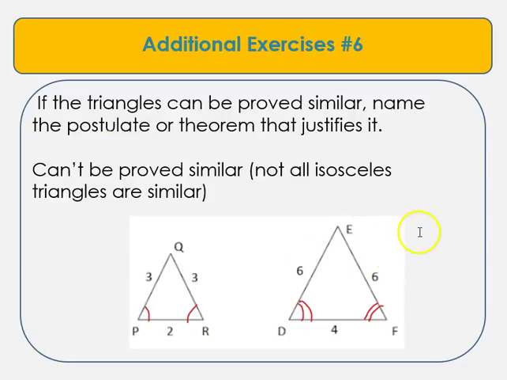Another set of triangles. Now these triangles, they look similar at first. 6 divided by 3 would be 2, 6 divided by 3 would be 2, 4 divided by 2 would be 2, so they have the same ratios. However, the markings on the angles tell us that these angles are not the same measure, and so we cannot state that these isosceles triangles are similar.